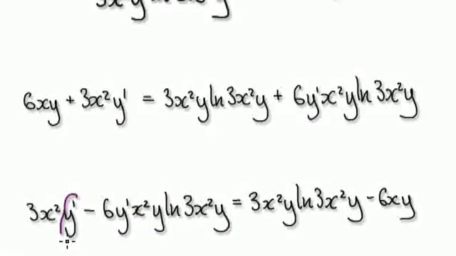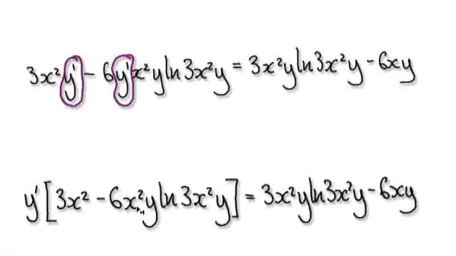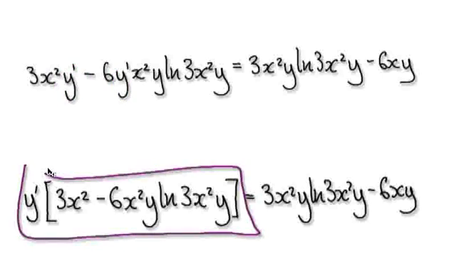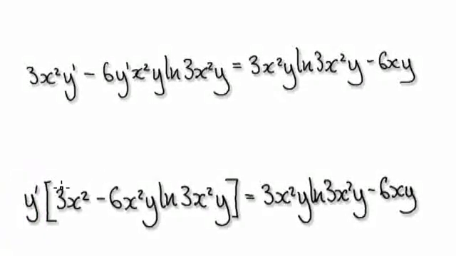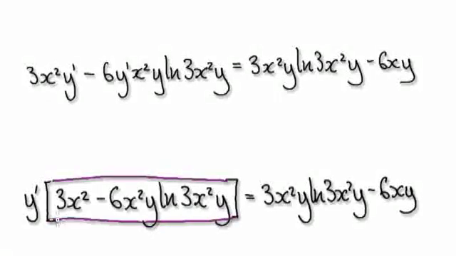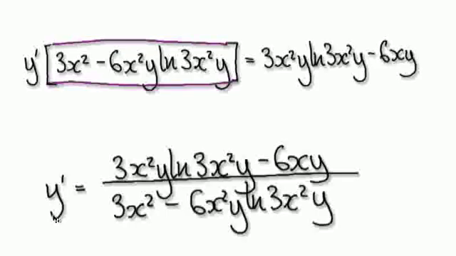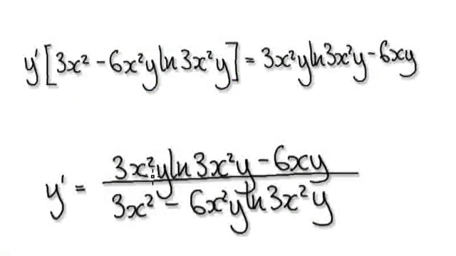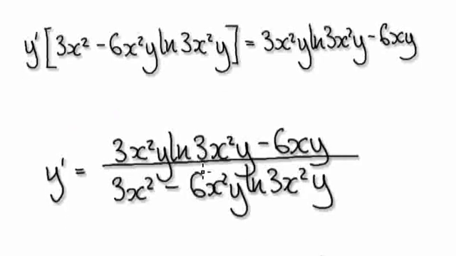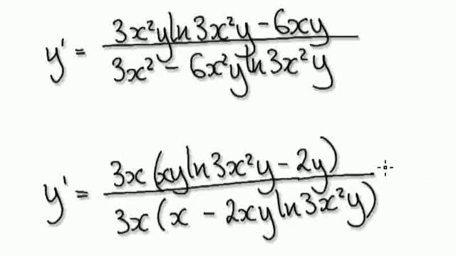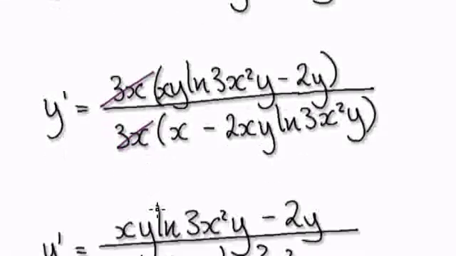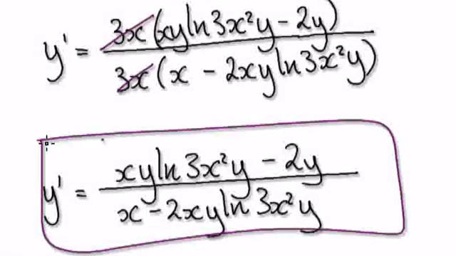Now keep an eye on y prime. Y prime is here, and y prime is here. So now factorize the y prime. That will give you this. Now you can isolate y prime, so divide both sides by this block here. That will give you this. So y prime equals this here. Have a quick glance: you can factorize out the 3x here, just to make it simpler. That will give you this, and then divide top and bottom by 3x. That will then give you this. So y prime equals this.